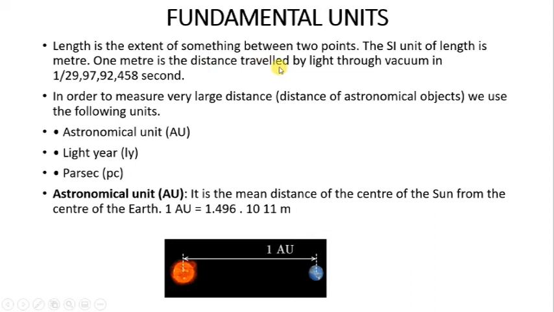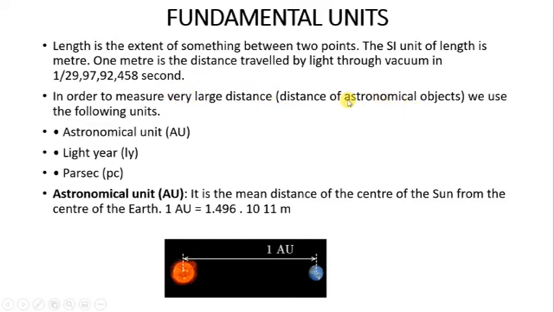1 meter is the distance travelled by light through vacuum in 1 by 29 crore 97 lakhs 92,458 second. In order to measure very long distances, we use the following units. What is meant by very long distances? Long distances, we know that long distance is kilometer. And very large distances is the distance between the astronomical objects.